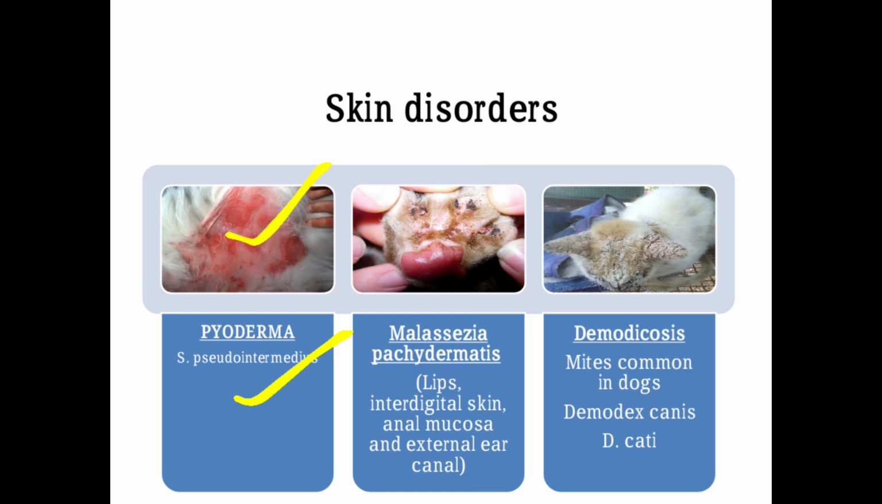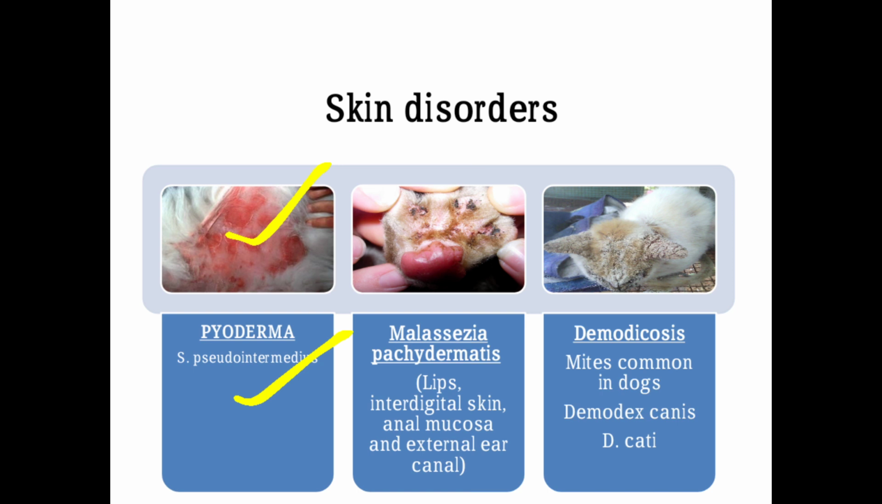The second one is Malassezia pachydermatis. I should clarify that Malassezia pachydermatis is a yeast or fungus which affects the lips, interdigital skin, mucosa, and the external ear canal, causing scrapings or scabies. So these are the most preferred or predilection sites for Malassezia pachydermatis infestation.